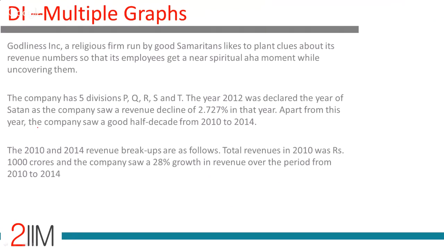Right? Godliness Inc, a religious firm run by good Samaritans, likes to plant clues about its revenue number so that its employees get a near spiritual aha moment while uncovering that. So this is waffle. Why should we not have fun? Okay. Company has 5 divisions: P, Q, R, S, and D. The year 2012 was declared the year of Saturn, as the company saw a revenue decline of 2.727%.